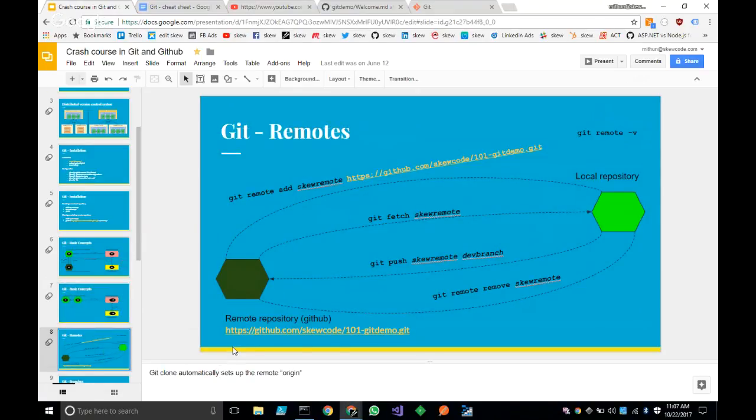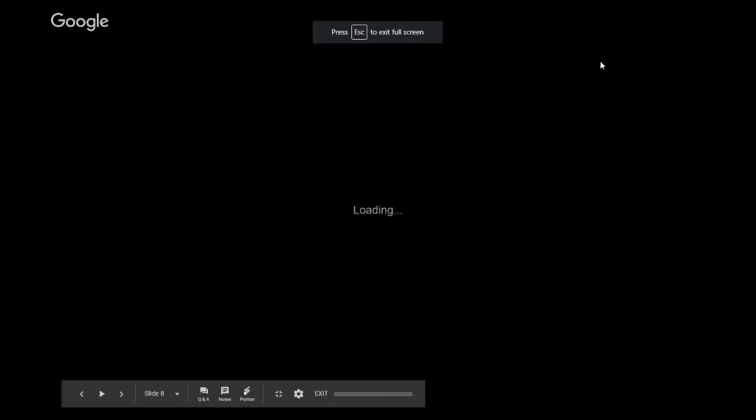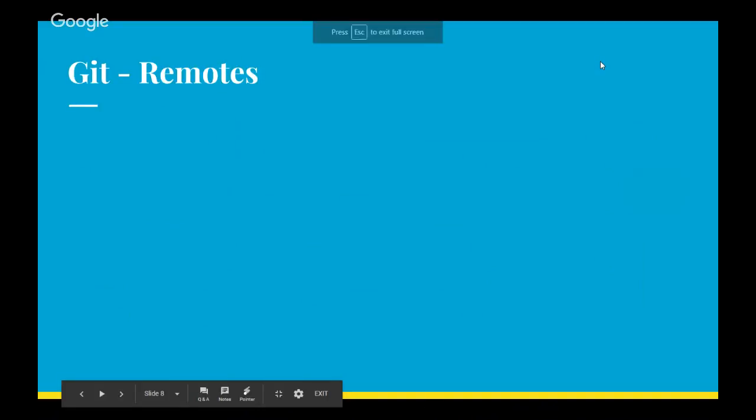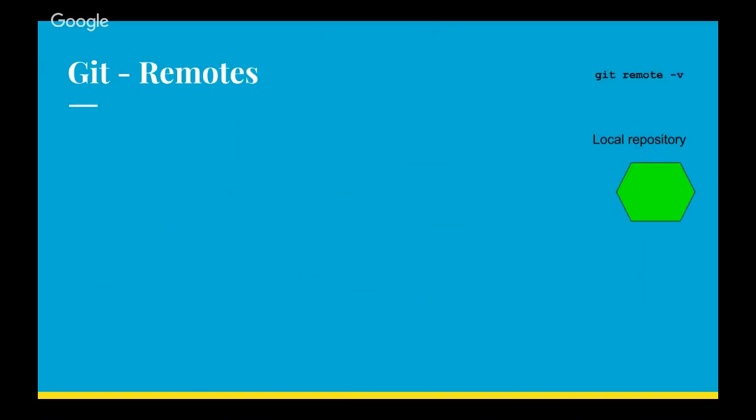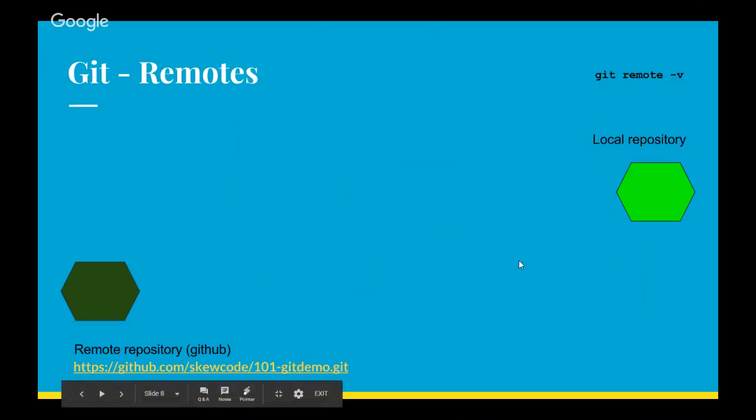Git remote. Here's our local repository, and here's our remote repository, right? And the remote repository can be github.com, Bitbucket, one of those remote Git servers. You can have a Git server hosted locally as well, and it has a URL. Let's look at the ways in which the local repository and remote repository can interact with each other.